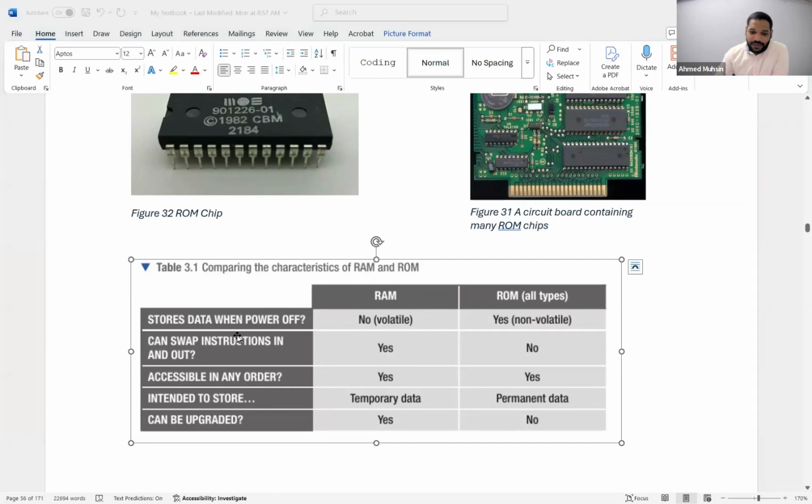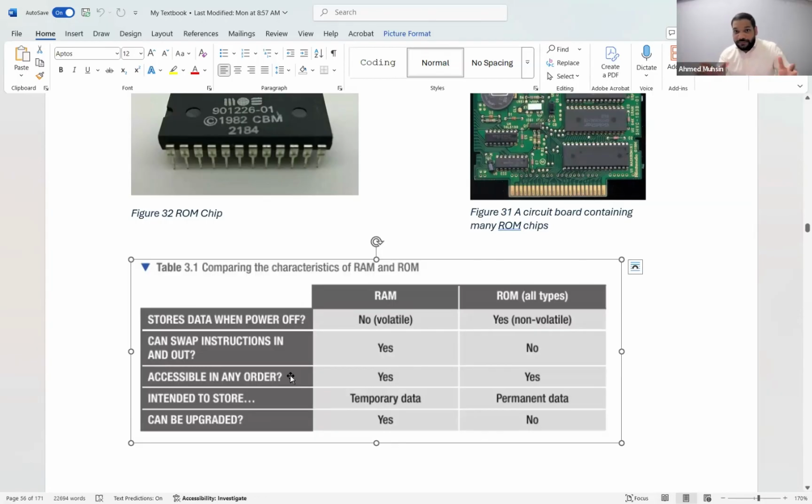Next, what do we have? Can swap instructions in and out. What does that mean? When you open a program, it is brought into the RAM. When you close the program, it is taken out of the RAM. So that's what we call swapping. In the ROM, do you have any swapping? In the ROM, there is no swapping. There's only one program called BIOS.